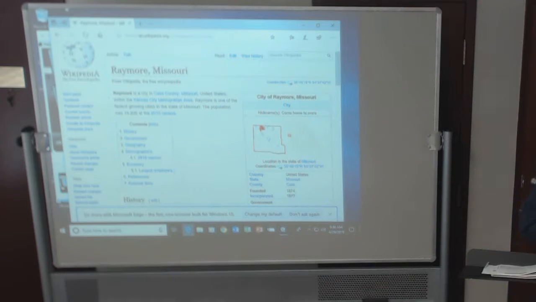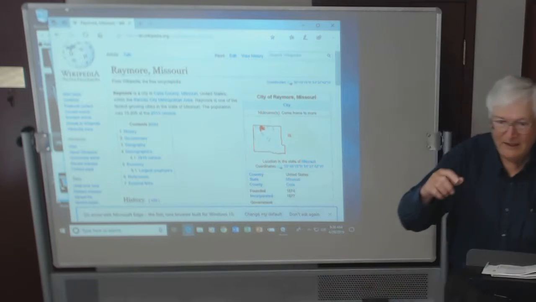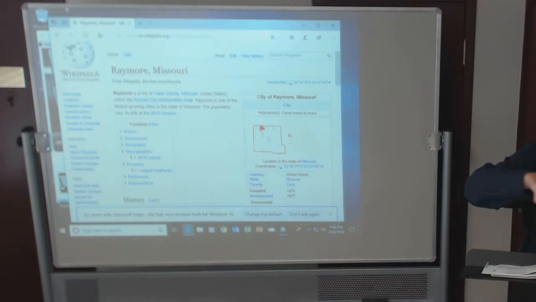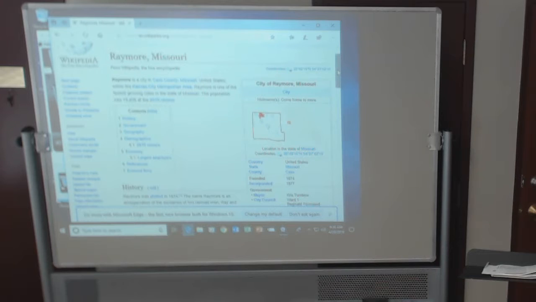And part of it is, if you look at a map of Kansas City with all of the stuff going around the outside, that great big loop of interstates, that kind of helps you see what they call the metropolitan area when they talk about it. So let's see if this Wikipedia is going to help me learn something about the history of my hometown. Raymore is one of the fastest growing cities in the state of Missouri. What is that all about?